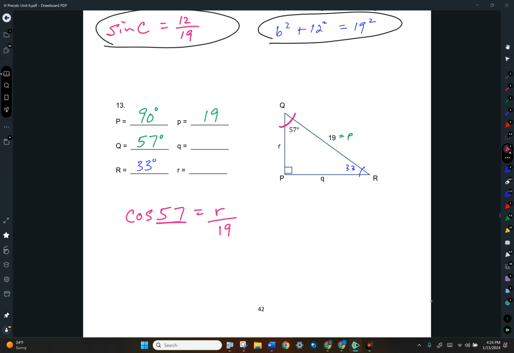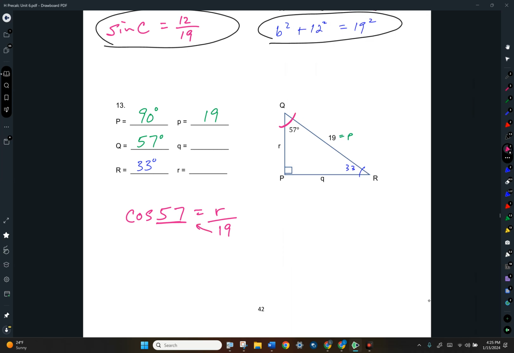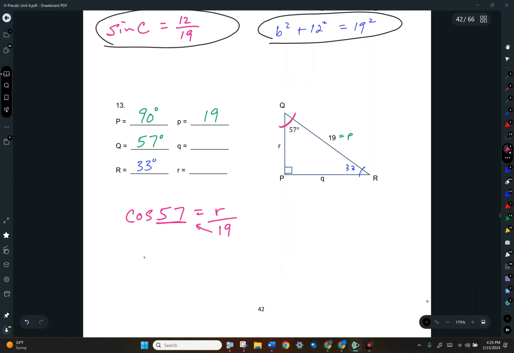Okay, so let's fill in what we know. I know that I'm trying to solve for R. So first I'll find the cosine of 57. And there's my answer. But now if I want to solve for R, doesn't that mean to get rid of the 19, wouldn't you just multiply by 19? So I'm just going to take that cosine of 57 and multiply by 19, and I'm going to get 10.3. So I know R is 10.3.